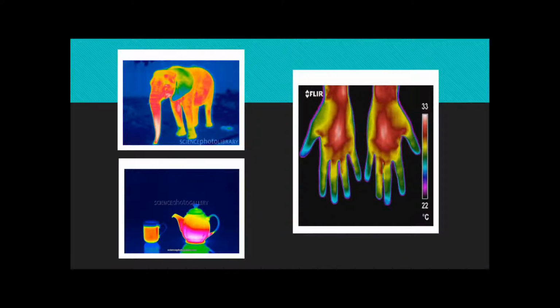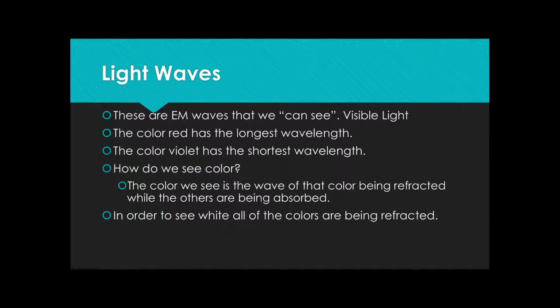So here's some pictures of thermal cameras, and it's just showing the heat in different objects. Now let's talk about light waves. These are electromagnetic waves that we can see. We call this visible light. It's the colors that you see around you right now. The color red has the longest wavelength, and the color violet has the shortest wavelength.